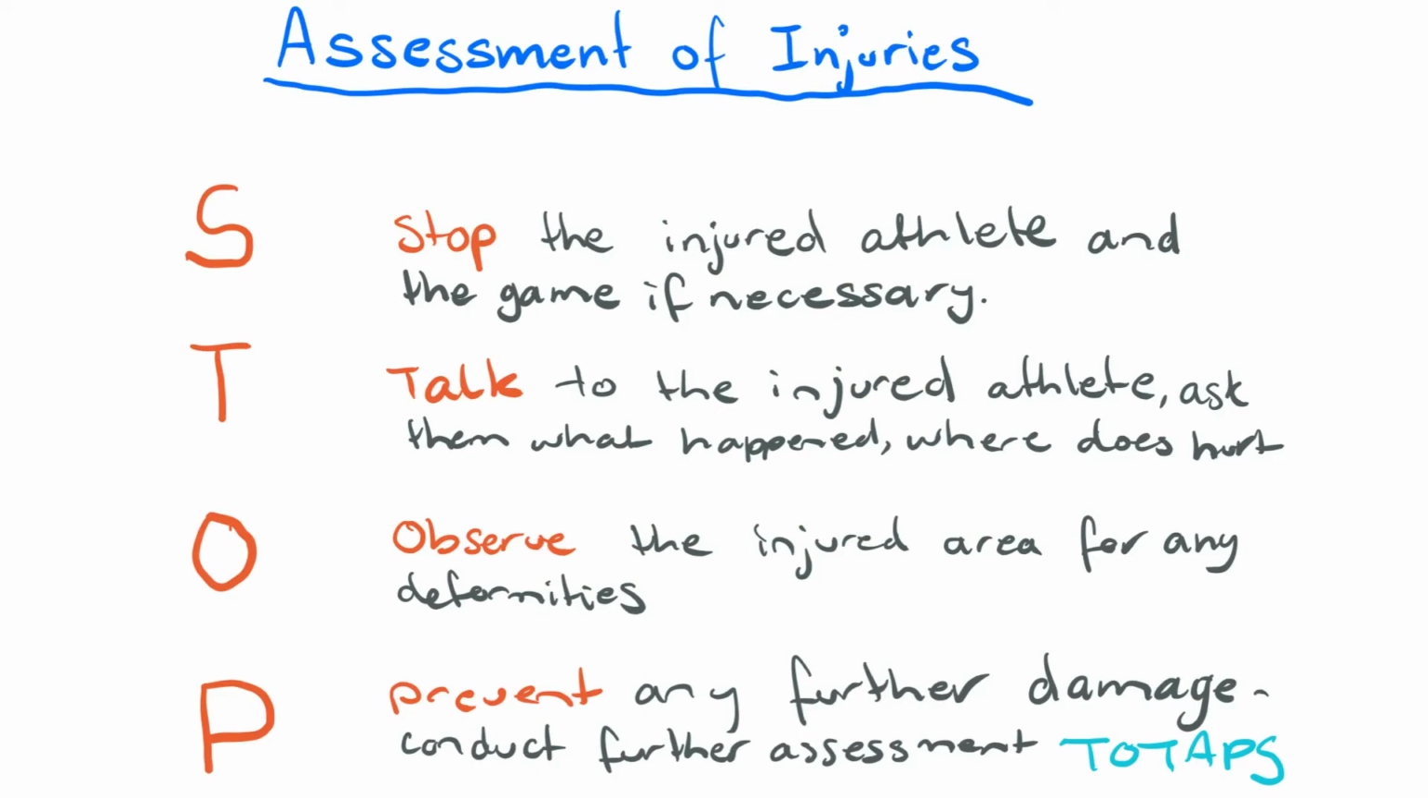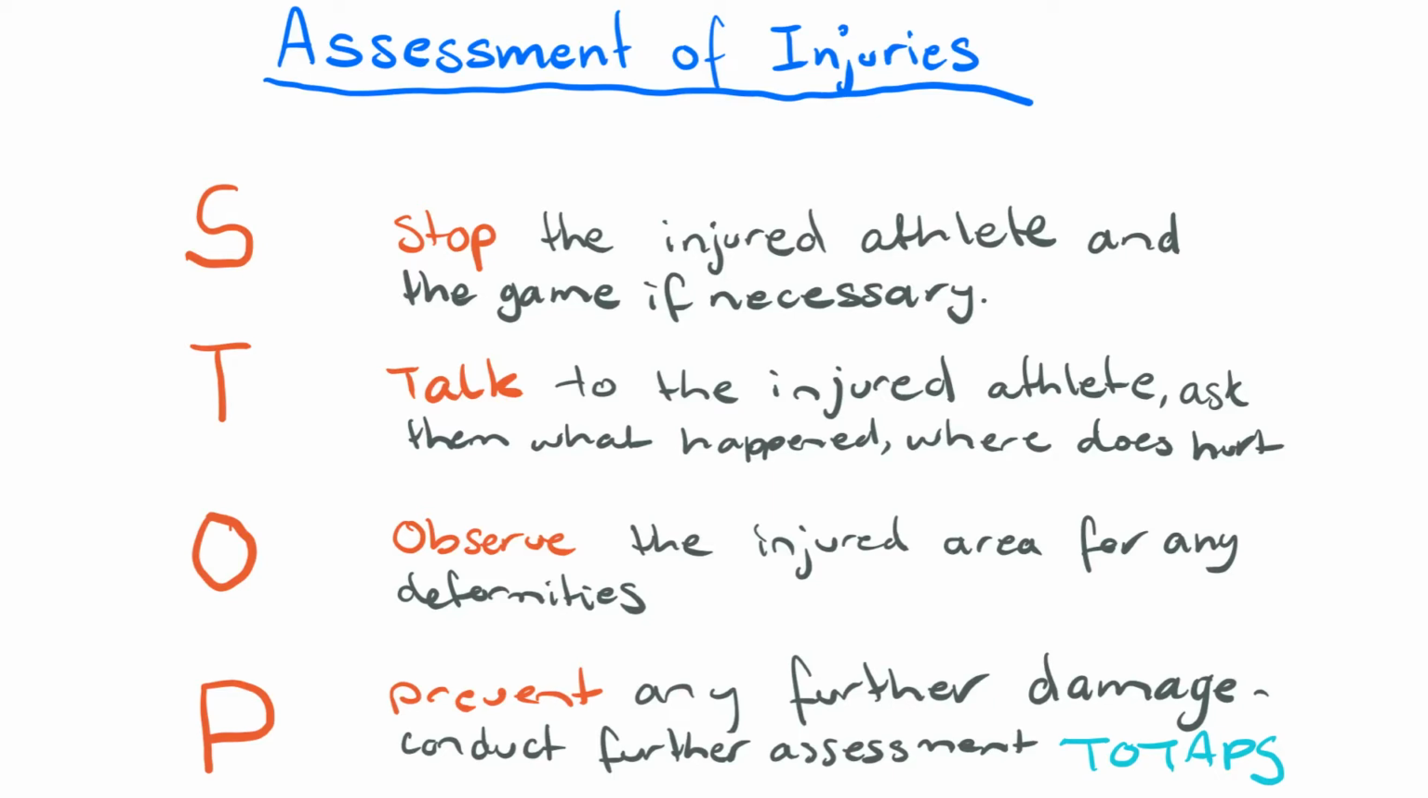So if there is an injury that occurs during training or play, the thing that we need to do is to apply the STOP acronym. STOP being S for stop the injured athlete and the game if necessary. T, to talk to the injured athlete and ask them what happened, where does it hurt. O, observe the injured area for any deformities, if there's anything obviously broken or any obvious soft tissue damage or bruising. And P, prevent any further damage. We conduct a further assessment called TOTAPS.